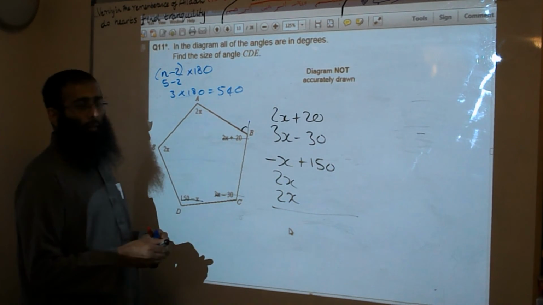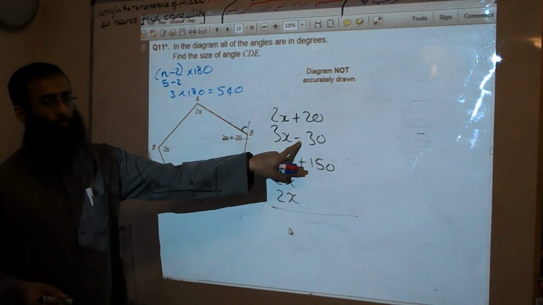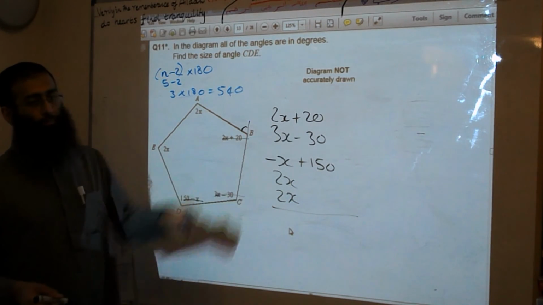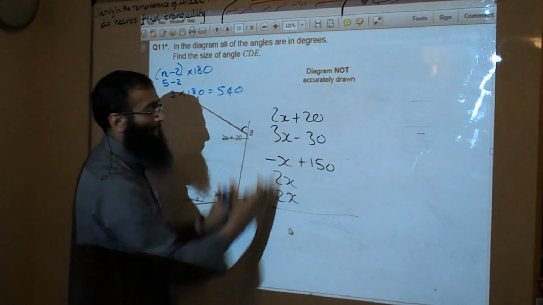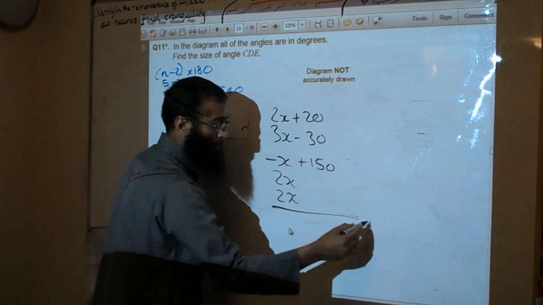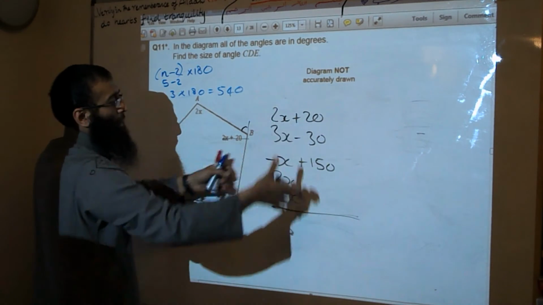It's 150 here. Then minus 30 here, and add 20. I just set them out in columns, so all the numbers are here and all the letters are here. So I'm doing the same thing you do, but you've done it a different way. You've written it out this way, I've written it out in columns.